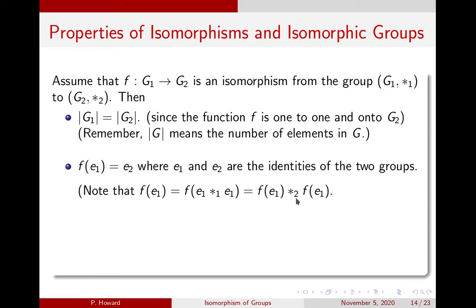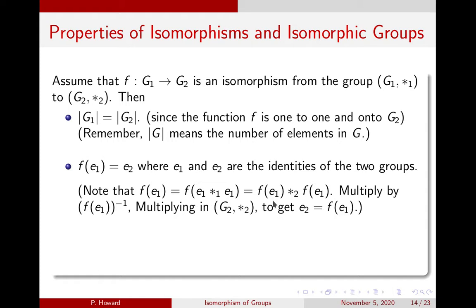This is f of E1 star 2 f of E1. And now we multiply both sides of this equation by f of E1 inverse. If you multiply the left-hand side by f of E1 inverse, you get the identity in G2. And if you multiply the far right-hand side by f of E1 inverse, you're left with just f of E1. So E2 is f of E1. An isomorphism has to match up identities.